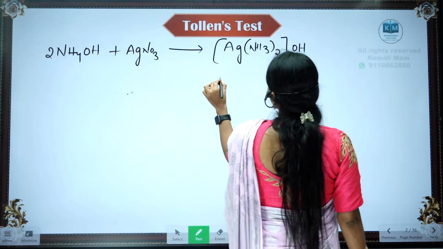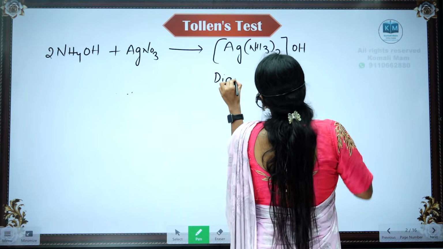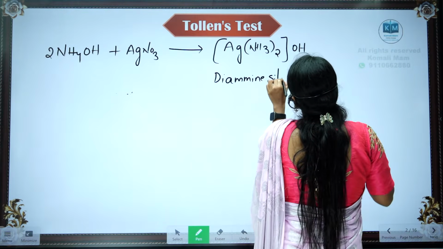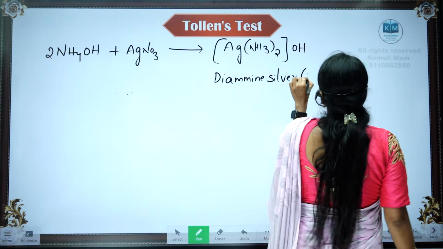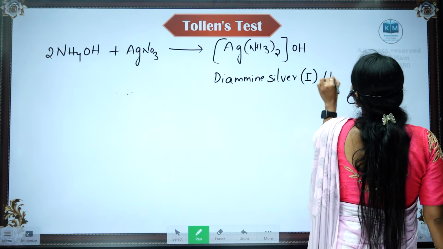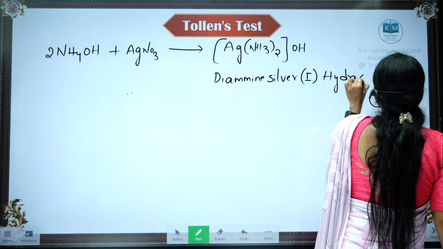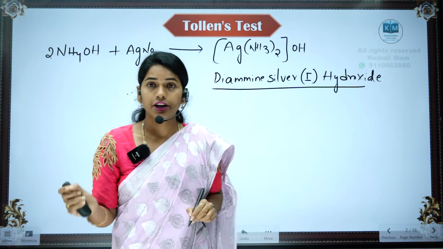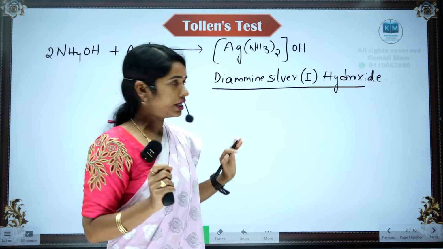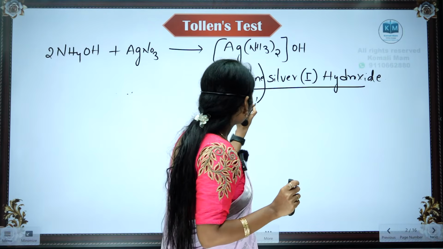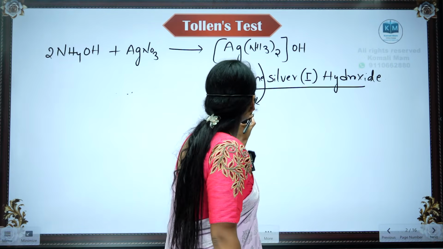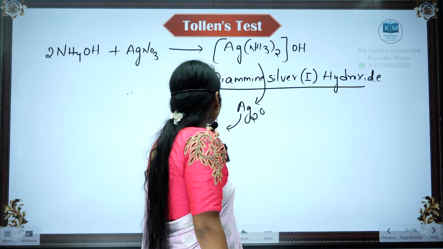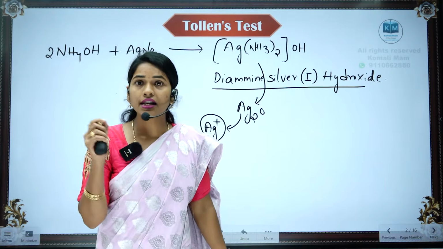Its name is diammine because 2 amine groups are present, and silver is present here. The oxidation state of silver in this complex is +1 and OH is present outside. So, it is hydroxide. What is its IUPAC name? Diamminesilver(I) hydroxide. This Tollens reagent gives Ag2O, which means the reacting species is Ag+. What is the reacting species? Ag+ is the reacting species.